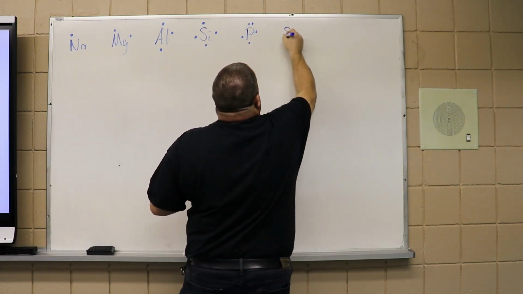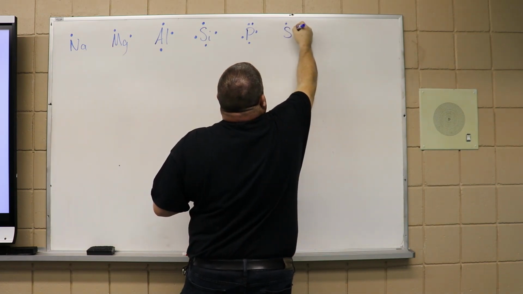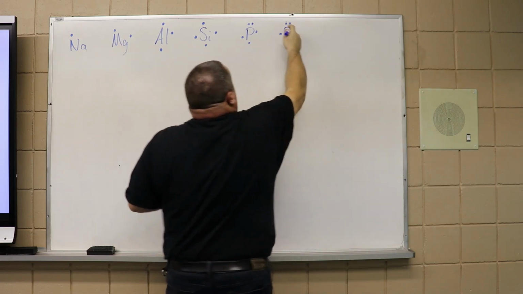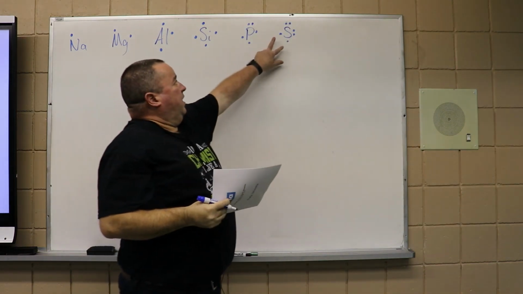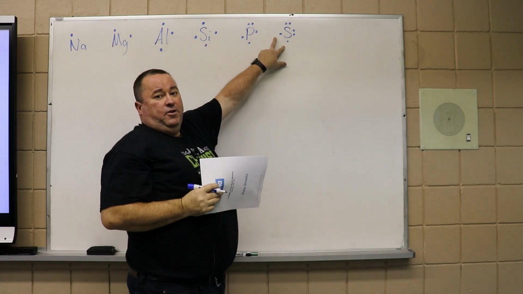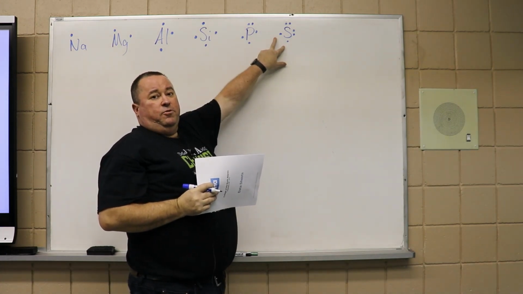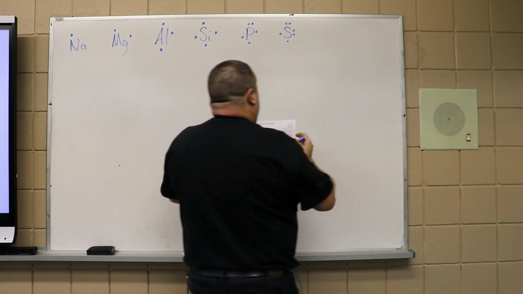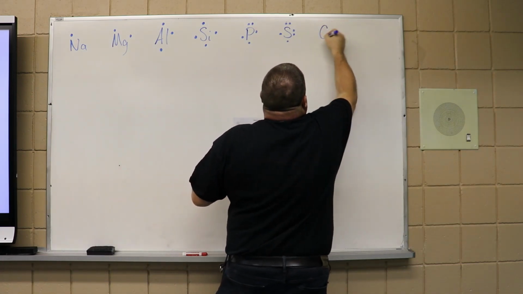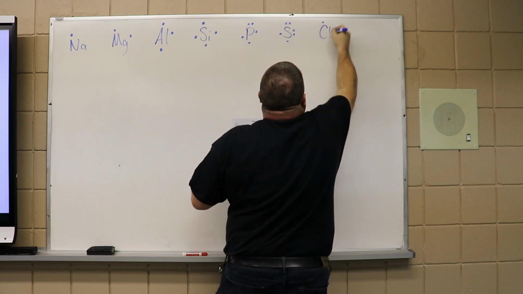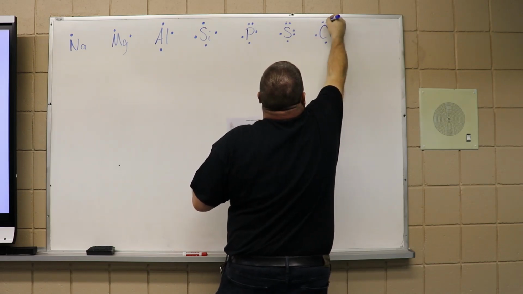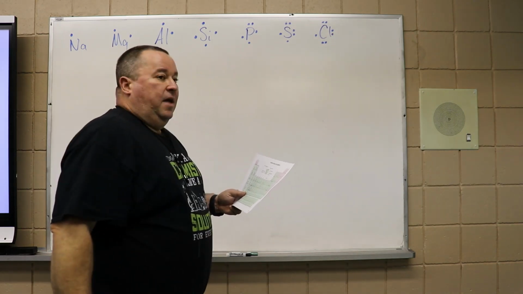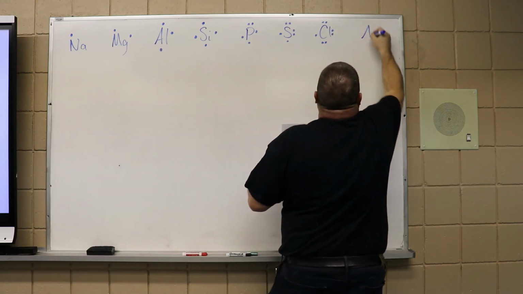Sulfur from family 6 will have 6 valence electrons, and it has 2 lone pairs. These single electrons are called bonding electrons because we'll see that they're what's responsible for bonding later on. We have chlorine from family 7, 4, 5, 6, 7. And then argon from family 8.